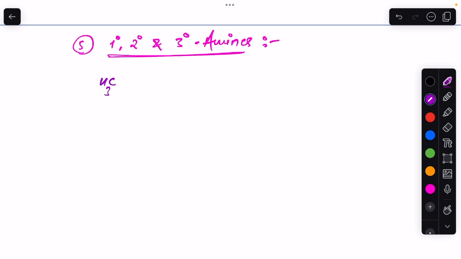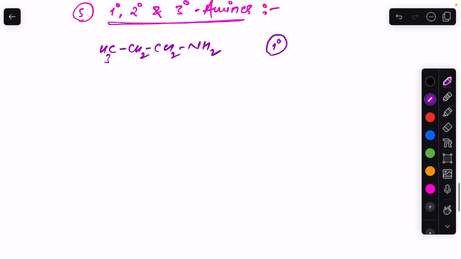So we have CH3, CH2, CH2 and NH2. As nitrogen is directly attaching to only one carbon, this is primary amine. It can be rearranged as CH3, CH2, NH with the CH3. As nitrogen is directly attaching to two different carbons, the amine present is secondary amine.